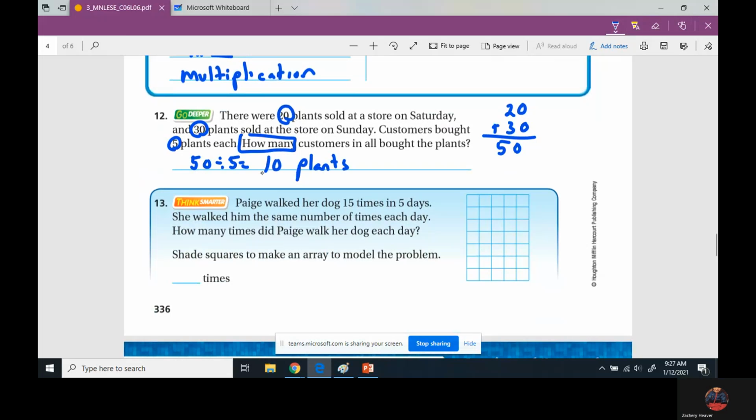The next one. Paige walked her dog 15 times in 5 days. She walked him the same number of times each day. How many times did Paige walk her dog each day? So she walked her dog 5 days. So let's do 5 down, 1, 2, 3, 4, 5. So here's 5. Let's skip count 5 to 15: 5, 10, 15. So we have 5 down and 1, 2, 3 across. So 3 times a day.